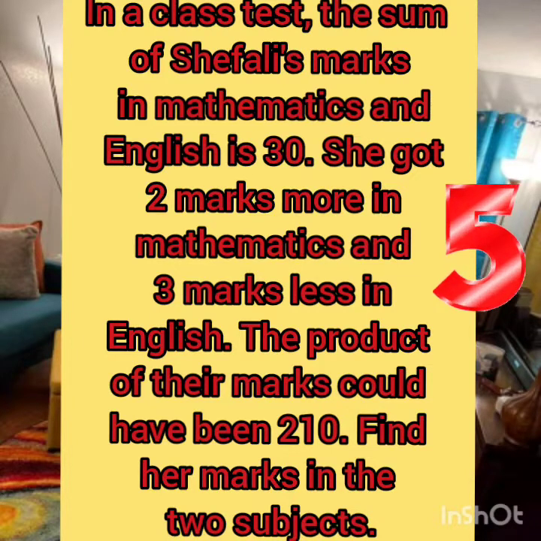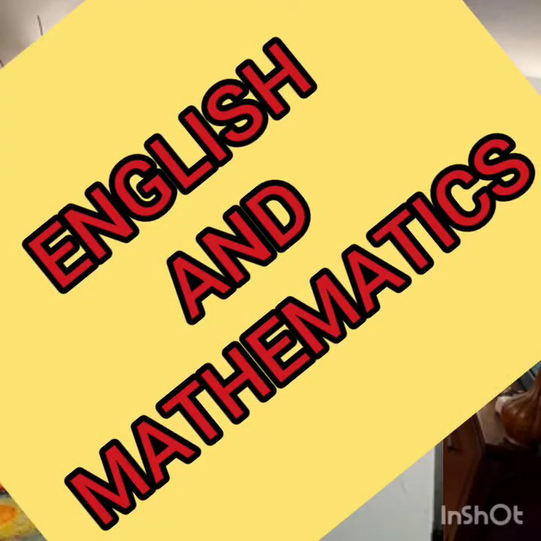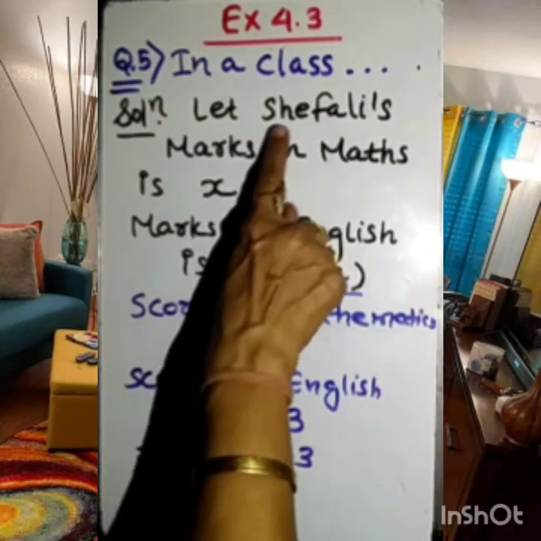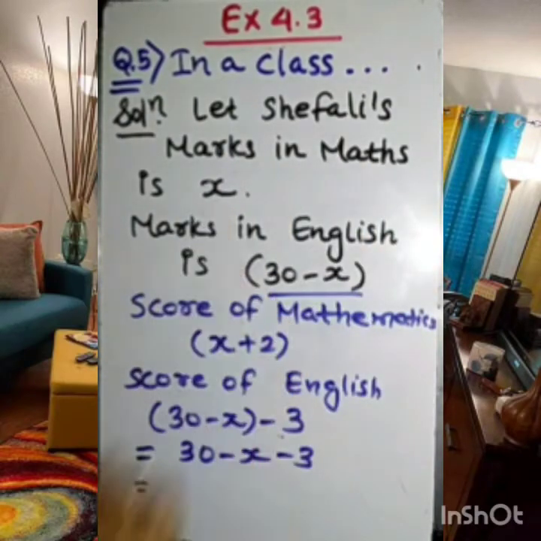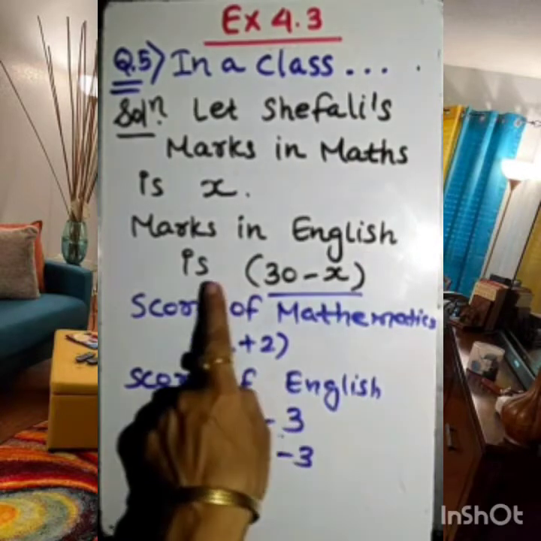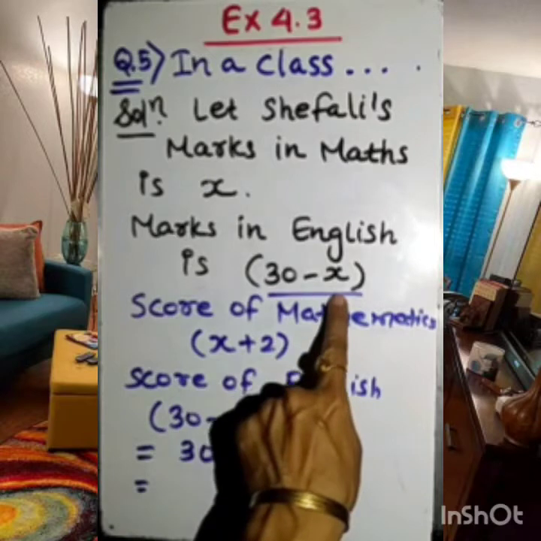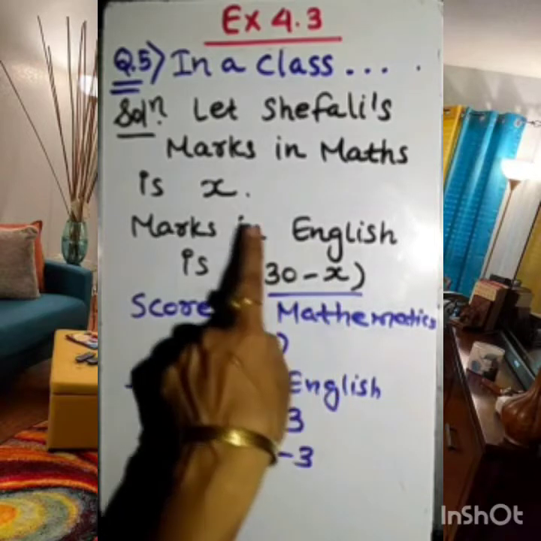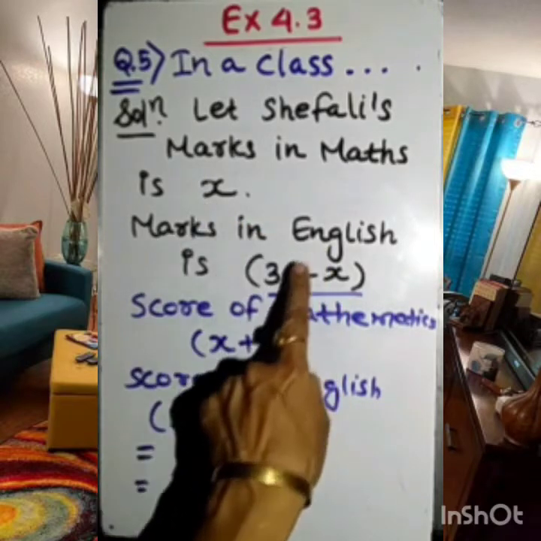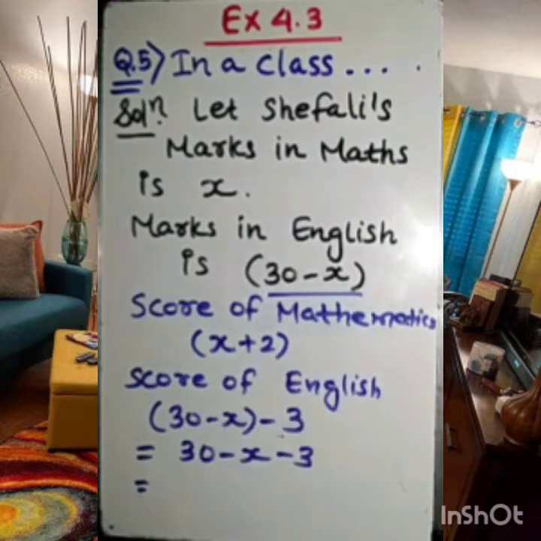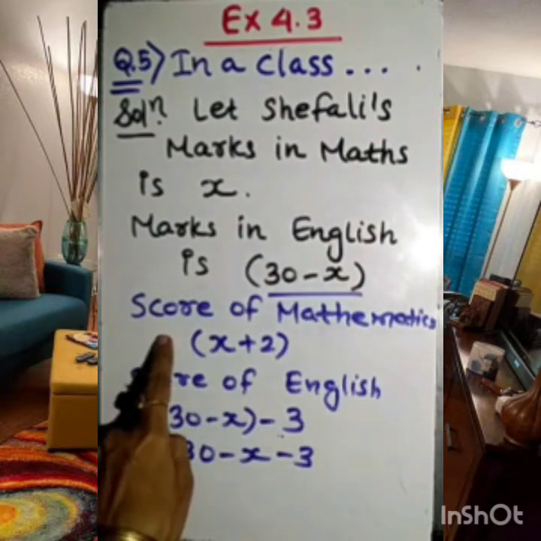Which 2 subjects are we dealing with here, dear student? English and Maths. So you can see on your screen, we are considering Shefali's marks in Maths as x. And the sum of both of these marks is 30. So what will be the marks in English? In English, her score is 30 minus x, because in Maths it is x and in English it is 30 minus x. Now they have given us a condition.